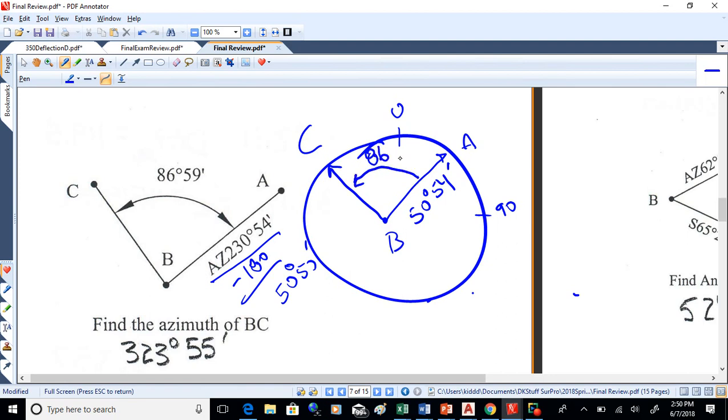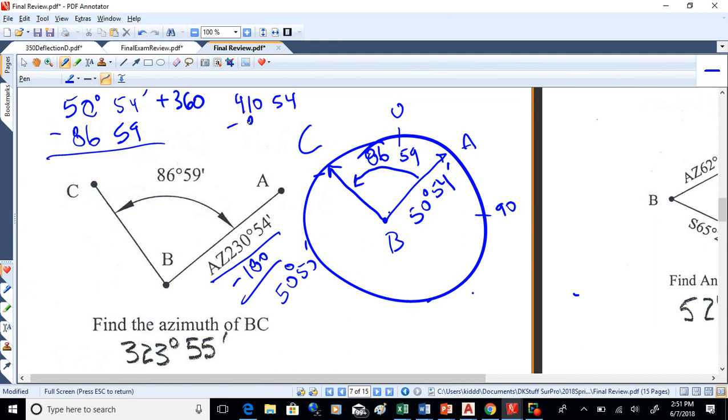86, 59. So you're going to take the 50, 54, and you're going to take away the 86, 59, but you can't do that, can you? Because you can't take 86 away from 50. You really don't want to go into negative azimuths. That's not generally how I like to do that, okay? Azimuths are positive by definition. So add 360, and then we get 410, 54. Now I can take 86 away from it, okay?